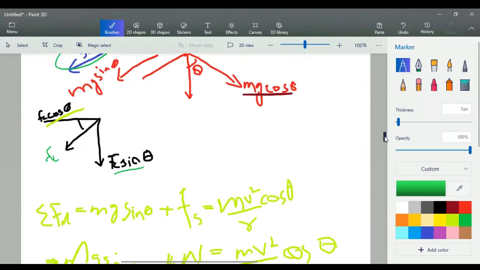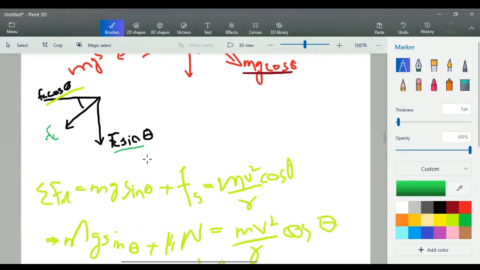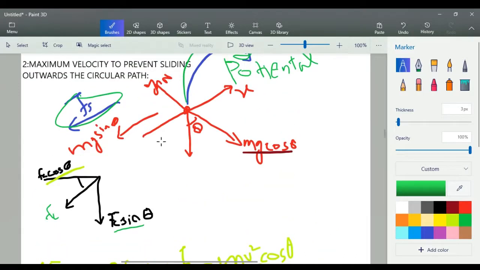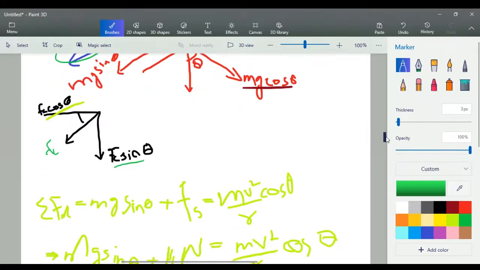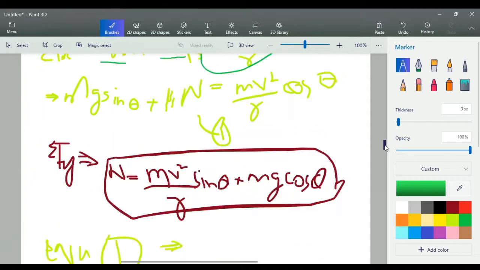Applying Newton's law on the x coordinate of the system, the forces are mg sin theta, static friction, and Fc cos theta. Fc cos theta is a dependent force, which cannot exist independently; it is provided by other forces. So the summation of these two forces, static friction and mg sin theta, provides the necessary centripetal force.